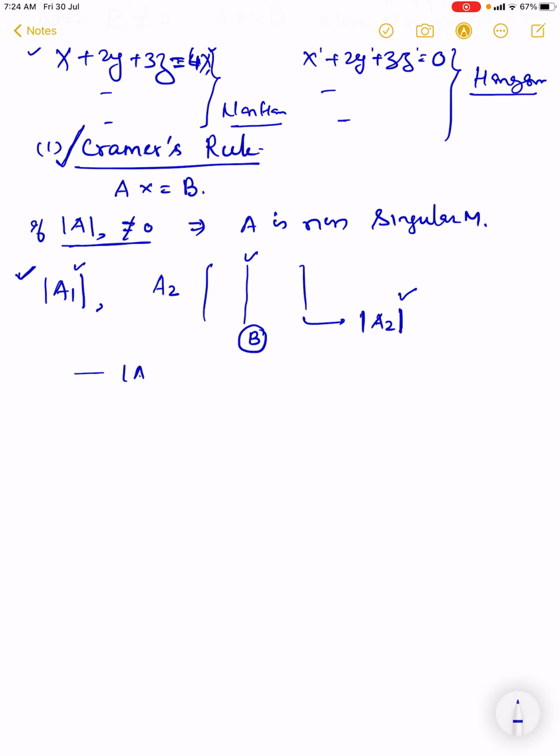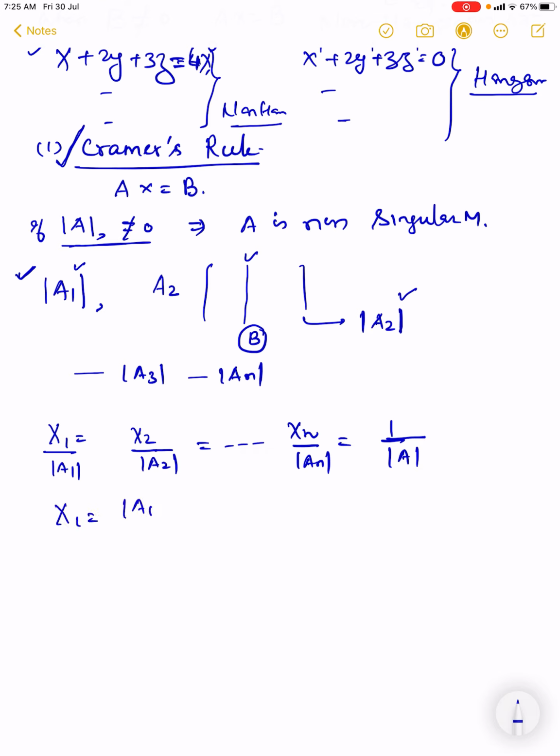Suppose this is determinant A3, determinant An, and the variable values: x1 upon determinant A1 is equal to x2 upon determinant A2, and so on, xn upon determinant An is equal to 1 upon determinant A. So we will find x1 equal to determinant A1 over determinant A, x2 is equal to determinant A2 over determinant A, and so on, xn equal to determinant An over determinant A. So these are the variables' values, and you know that in this method, because determinant A is in the denominator, the essential condition is that determinant A is non-zero. That's why Cramer's rule is applicable for a non-singular matrix.